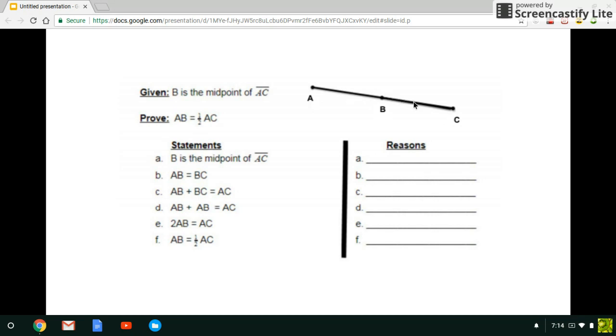So that's what we have to be thinking when we're trying to prove that AB, just this piece here, is equal to 1/2 of the whole thing, AC. Intuitively it makes sense, but here we go, we're going to prove it.